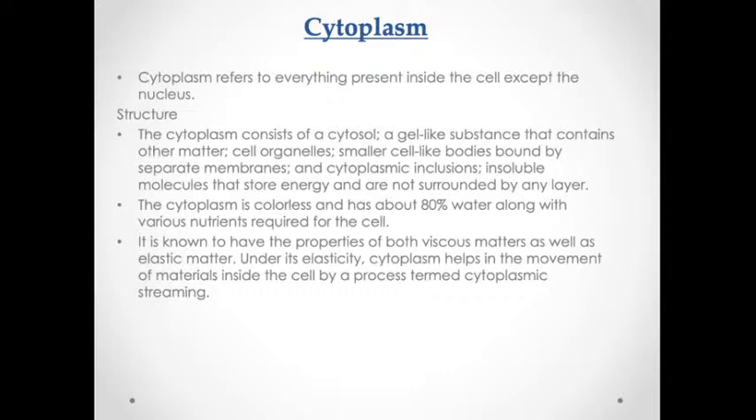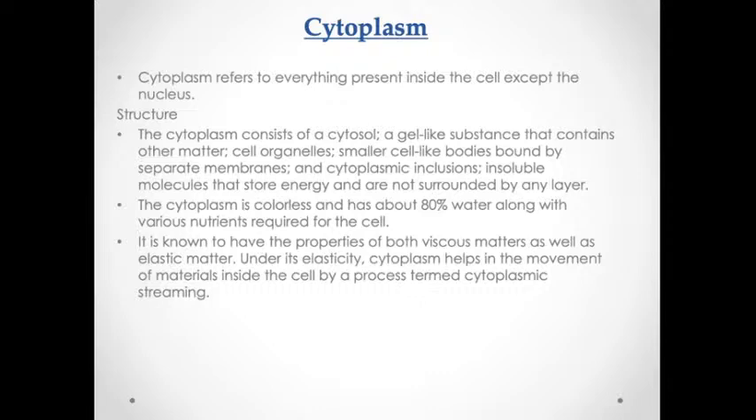Then comes the cytoplasm. It refers to everything that is present inside the cell except the nucleus. This structure consists of cytosol, a gel-like substance that contains other matter, cell organelles, smaller body-like structures bound by separate membranes, and cytoplasmic inclusions, which are insoluble molecules that store energy and are not surrounded by any layer.